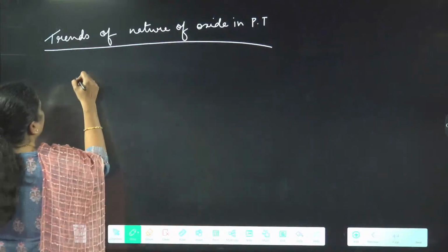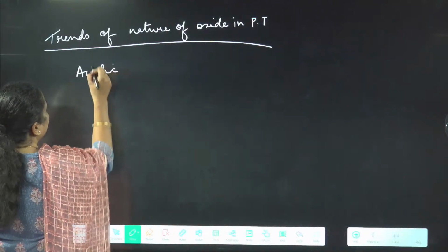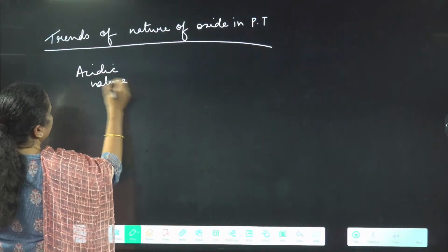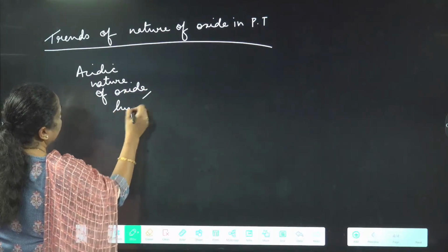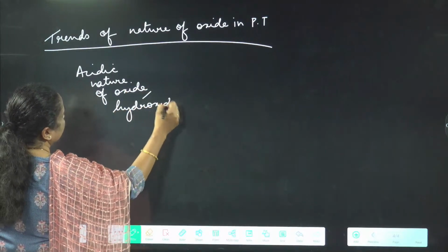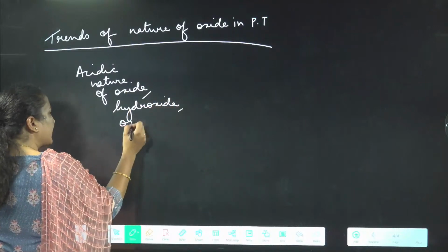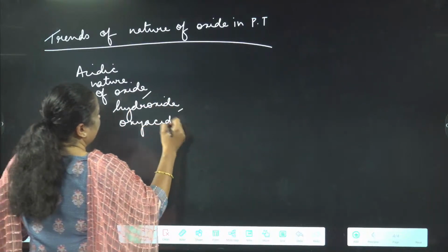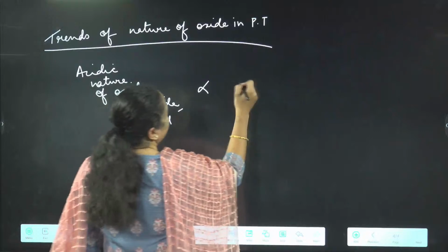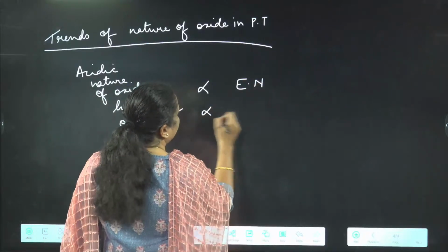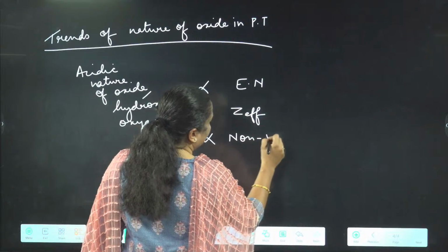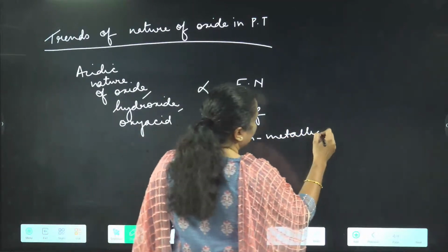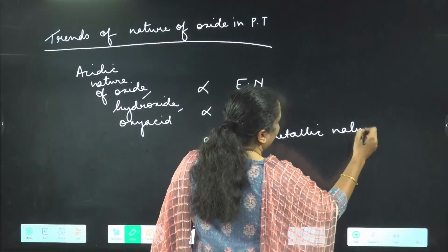Now here we remember the acidic nature of oxide, hydroxide, or else the oxy acid. That is directly proportional to the electronegativity, or else Z effective, or else we can write non-metallic character, right? We can associate this with non-metallic nature.